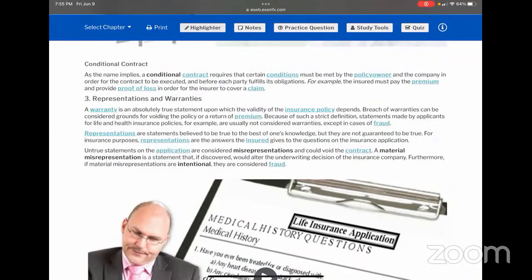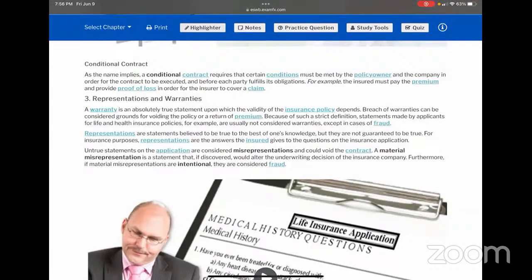Representations and warranties. A warranty is an absolutely true statement upon which the validity of the insurance policy depends. Breach of warranties can be considered grounds for voiding the policy or a return of premium. Because of such a strict definition, statements made by applicants for life and health insurance policies, for example, are usually not considered warranties except in cases of fraud. All right.